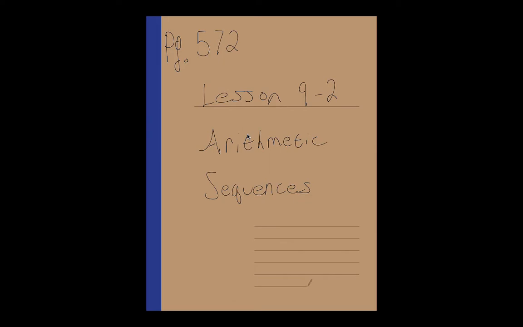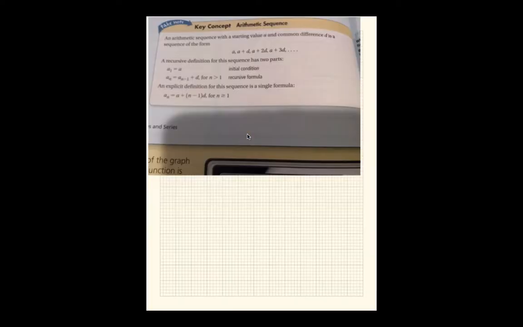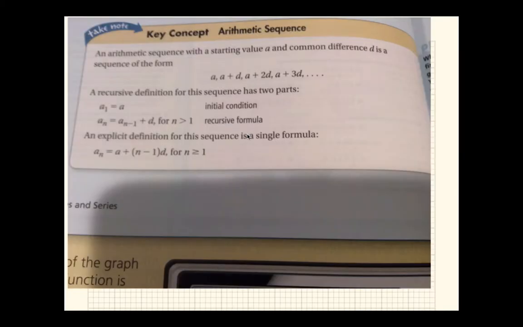Okay, so there's a pattern to it for arithmetic sequences. So I want to take a look at this here. Kind of our key concepts for these. It says, an arithmetic sequence with a starting value a and a common difference d is a sequence of the form, okay, so these are kind of separated terms. So if you start with some term a, your next term would be a plus whatever the common difference is. The term after that would be a plus 2 of the common difference, or a plus 3 of the common difference.